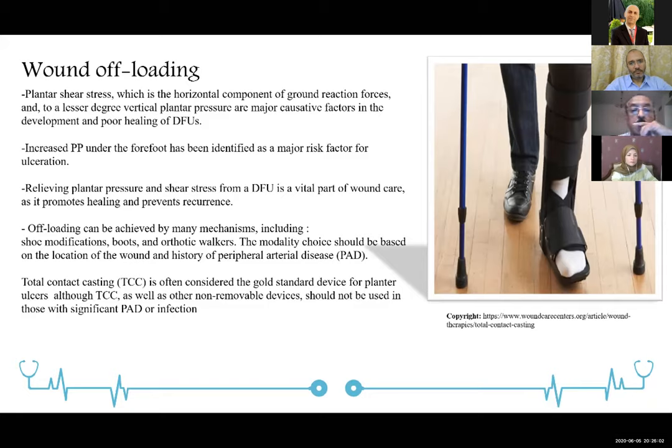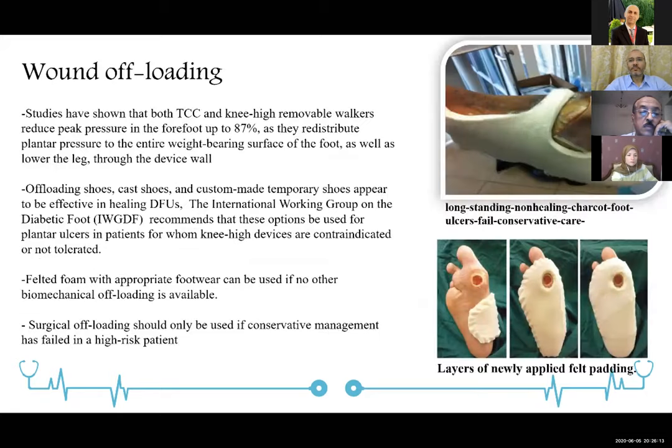Although total contact casting, as well as other non-removable devices, shouldn't be used in those with significant peripheral arterial disease or infection. Studies have shown that both total contact casting and knee-high removable walkers reduce peak pressure in the foot and forefoot by up to 87%, as they redistribute the plantar pressure to the entire weight-bearing surface of the foot, as well as to the lower leg through the device wall.